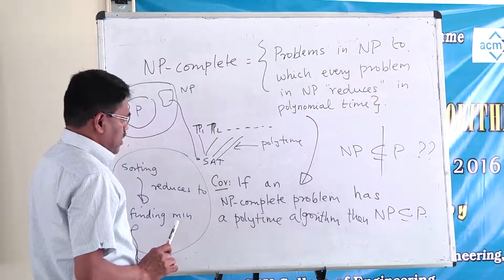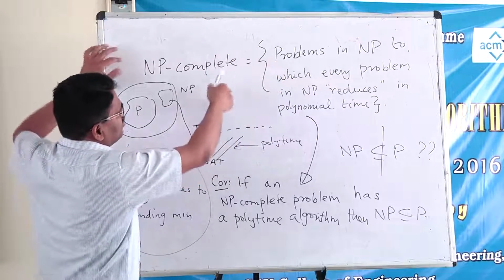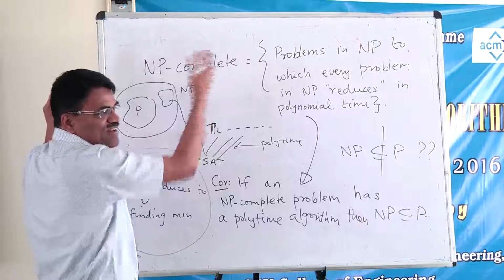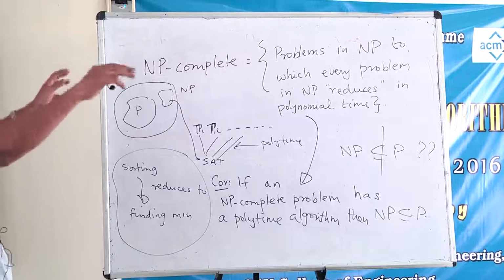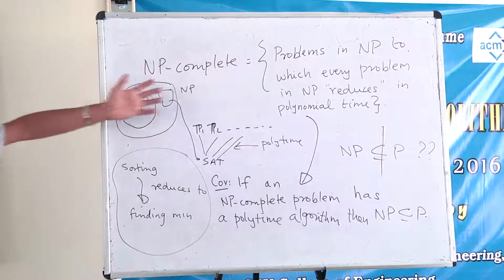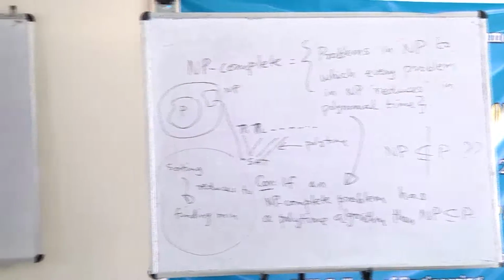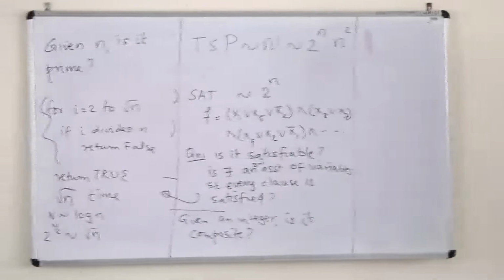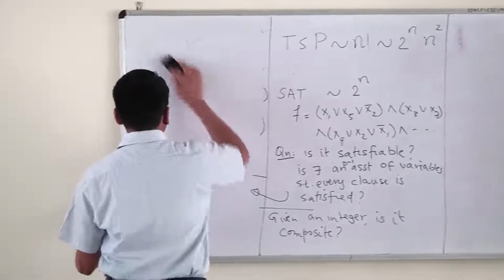Now, it's okay to have a very nice definition of a class, but is there some problem at all in this class? If this class is empty, then this definition makes no sense. Where is an NP-complete problem? This is all fine, saying every NP problem reduces to this, but is there even one problem of this type? Do we know this? And this was a big, big contribution from Stephen Cook and Levin in 1971.